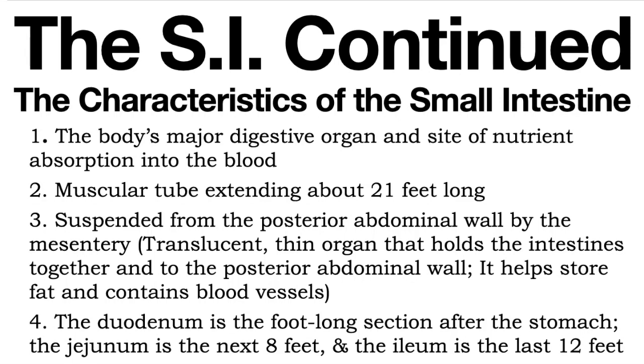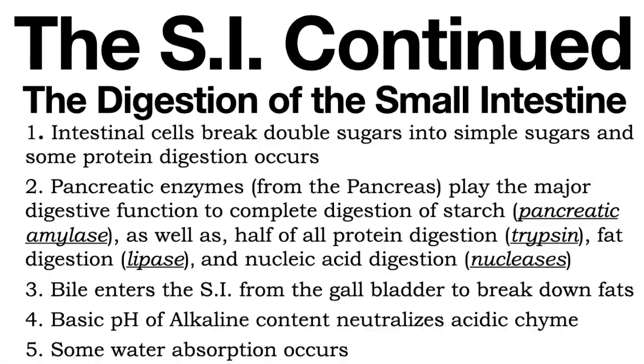So the duodenum is only a foot long, so it's the shorter section. Then we have the jejunum, which is about 8 feet, and the ileum, which is the last 12 feet. So 21 feet total. And as we said, we have interstitial cells that break down disaccharides, or double sugars, into monosaccharides. It also has protein digestion.